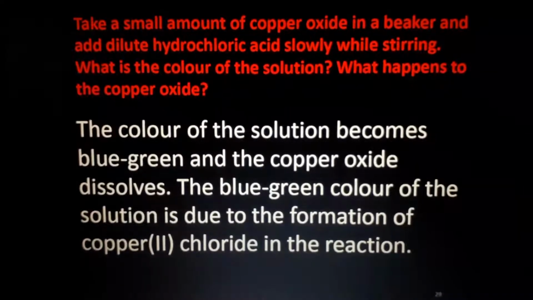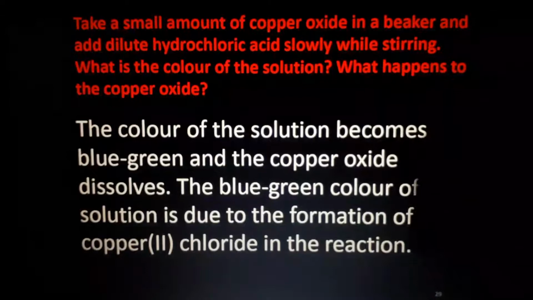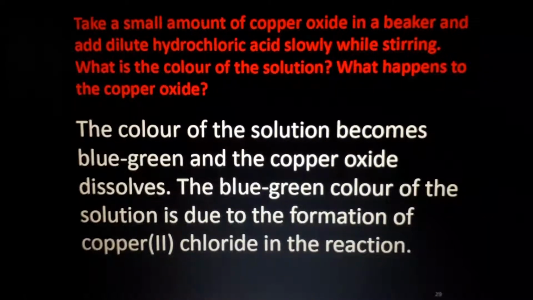Let's see what is happening here. Take a small amount of copper oxide in a beaker and add dilute hydrochloric acid slowly while stirring. Stirring means stirring with a spoon; in the lab, we use a small glass rod to stir the solution. What happens to the color of the solution? What happens to the copper oxide? The color of the solution becomes bluish green and the copper oxide dissolves.